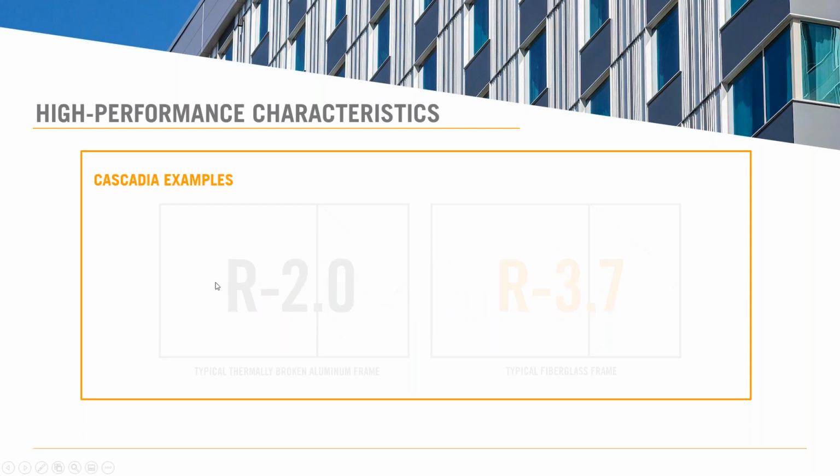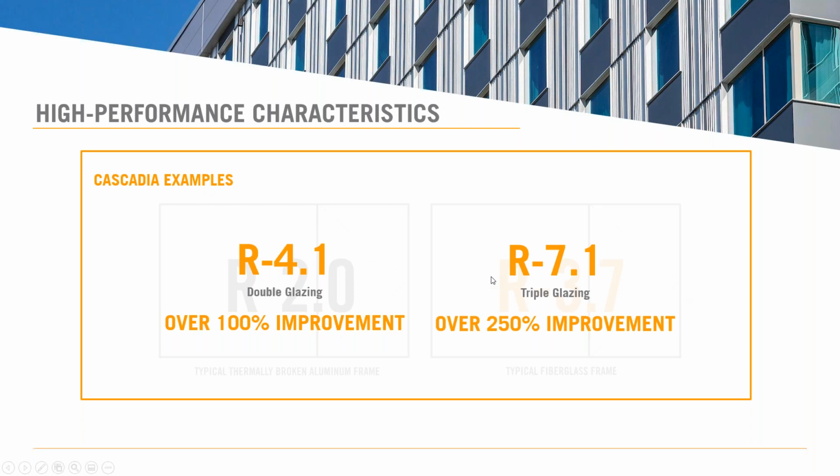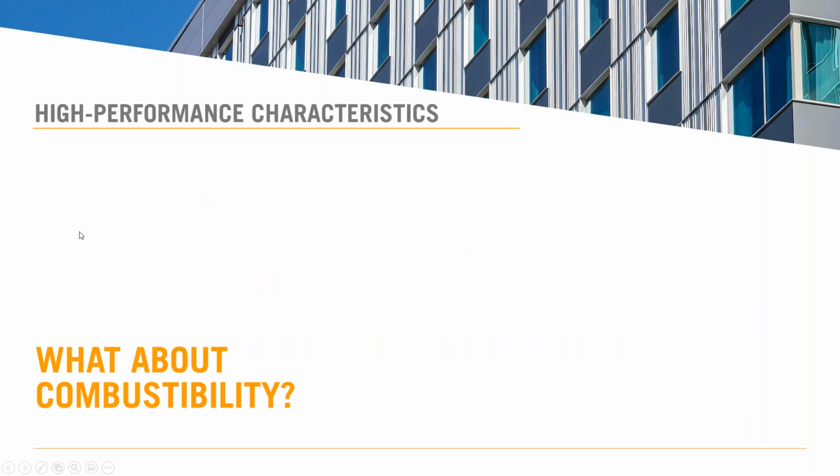Now, Cascadia products, for reference, are better than this. We start out at R4.1 for double glazing and R7.1, which is a 250% improvement for triple glazing. So those numbers are used in the example.